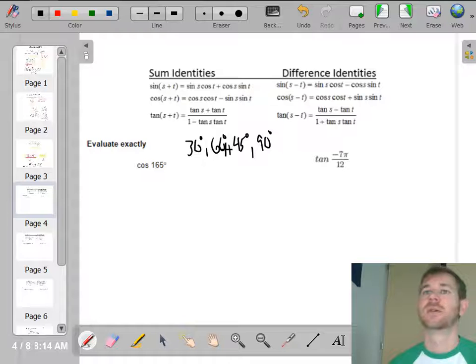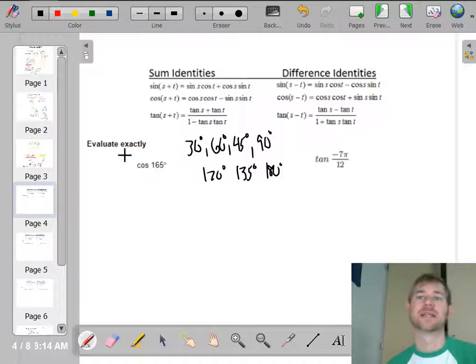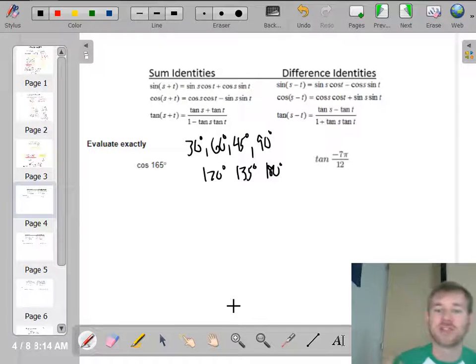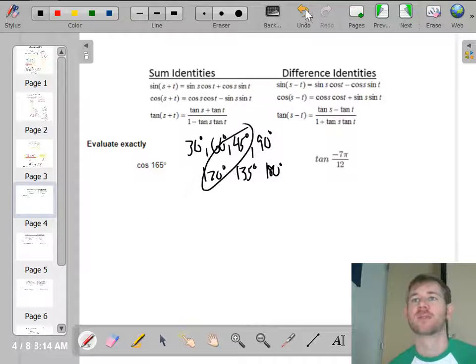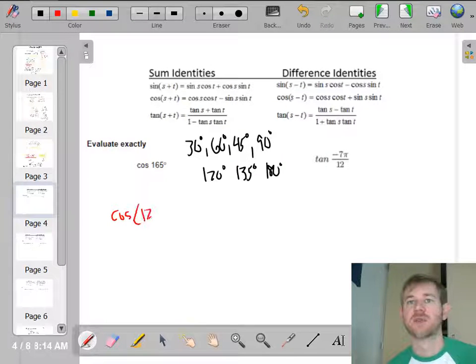So I could do, let's see, 120 degrees, 135 degrees, or 180 if I wanted. There's lots of ways I can get to 165, but I have to find 2 angles that add to 165. So what angles add to 165? I could do 120 and 45, or I could do 60 and 130, or I'm sorry, 30 and 135. Let's do 120 and 45. So I'm going to rewrite this as the cosine of 120 plus 45 degrees.